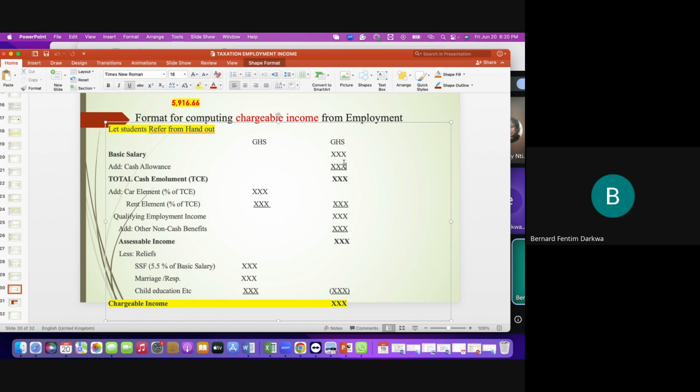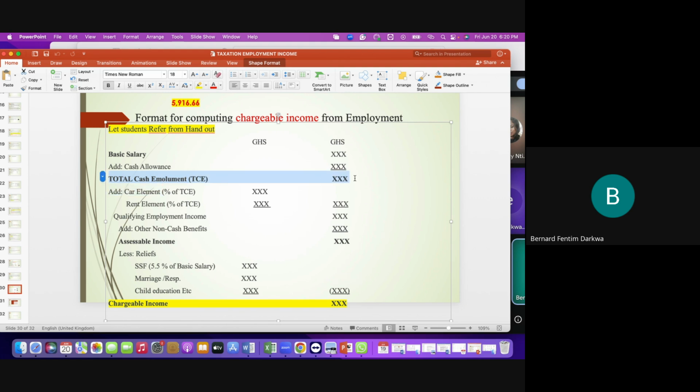That same maid servant has to be treated as other non-cash benefits. So watch how to go by. First, base salary is very, very important. Once you get it correct, then you add all the cash allowances in the question to the basic salary. As soon as you add cash allowances to the basic salary, the total you get is what you call the TCE, total cash emolument.